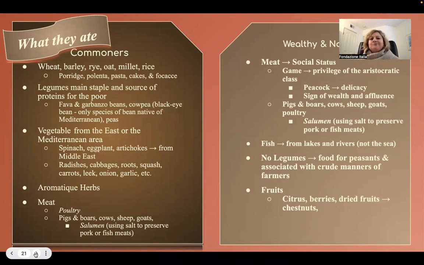The wealthy, their diet was absolutely based on social status. So they ate meat, that was a part of their social status, especially game, the privilege of the aristocratic classes. Peacock was the epitome of delicacy and a sign of wealth and affluence.